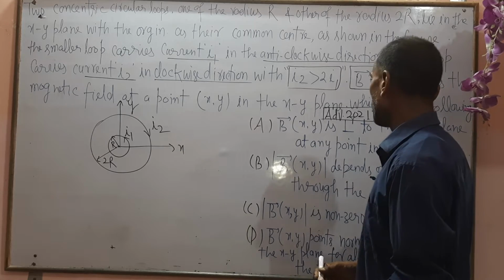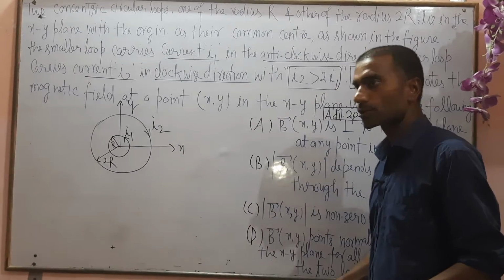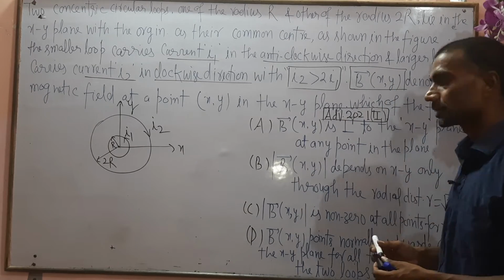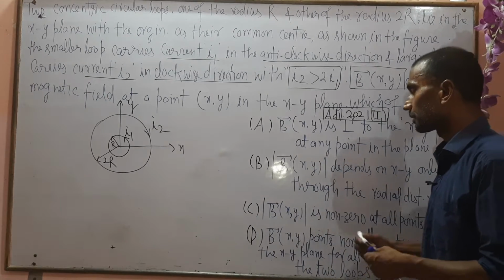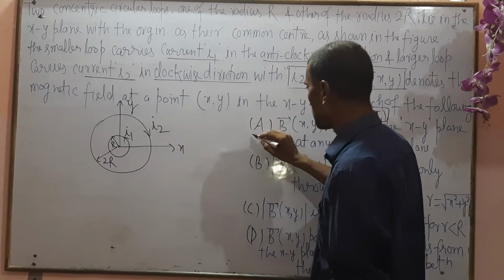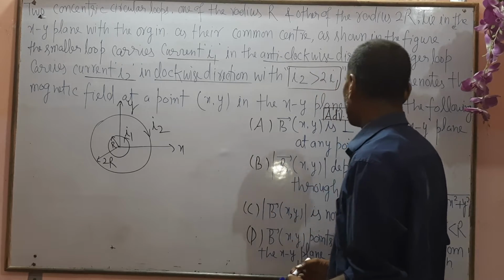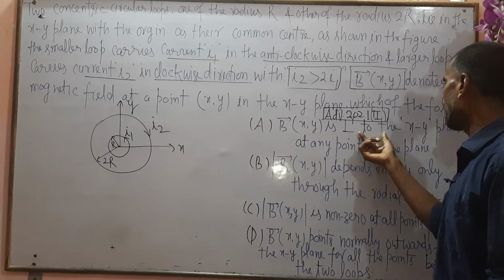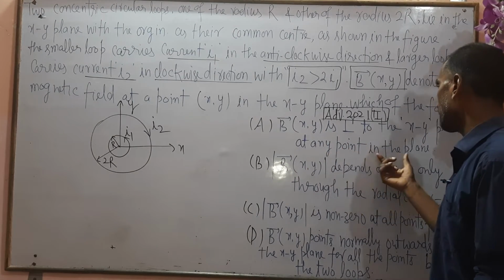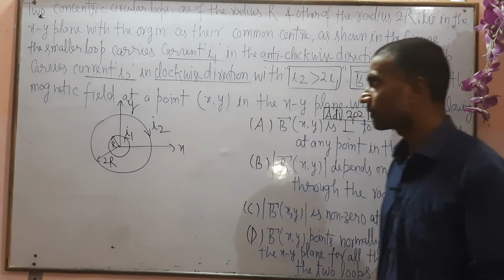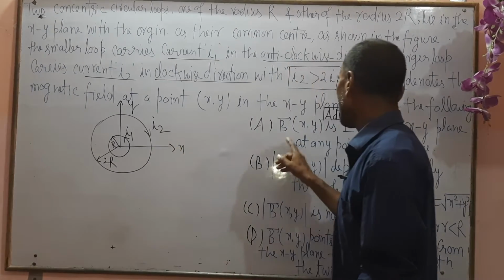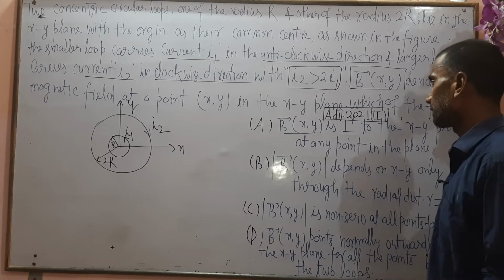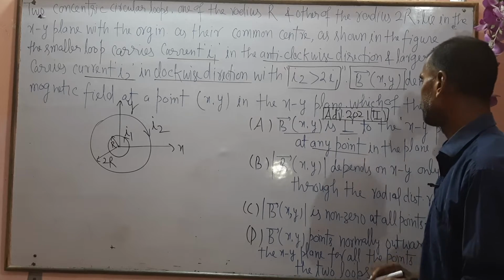Which of the following statements is correct? This question belongs to JEE Advanced 2021 Paper 2. More than one option may be correct. The options are A, B, C and D. Option A says that the magnetic field B of xy is perpendicular to the xy plane at any point in the plane.